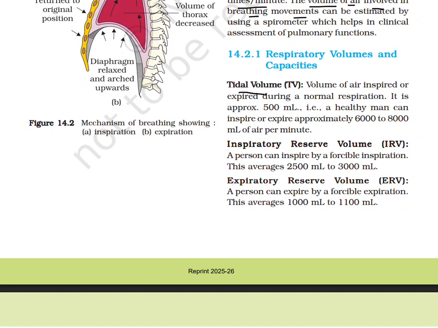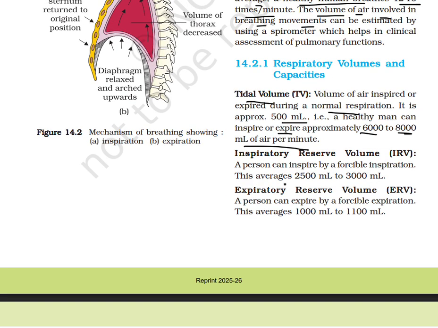First, we have tidal volume. Volume of air inspired or expired during a normal respiration. It is approximately 500 ml. That is, a healthy man can inspire or expire approximately 6,000 to 8,000 ml of air per minute. Now, in the same way, inspiratory reserve volume: the additional volume of air a person can inspire by a forcible inspiration. This averages 2,500 ml to 3,000 ml.